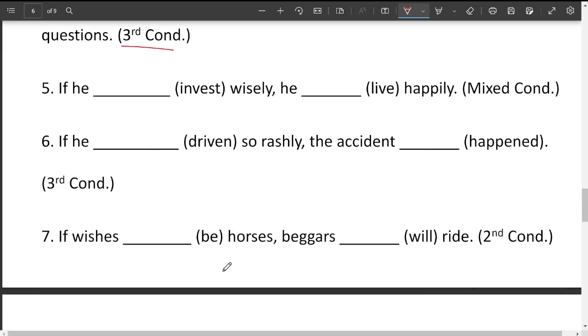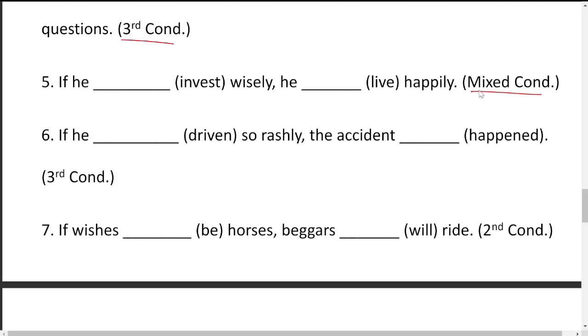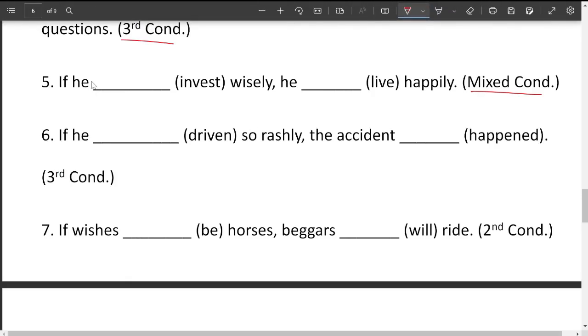Next one: If she ___ wisely, he ___ happily. Here we need a mixed condition. Mixed condition can basically be derived from the past perfect case. Now in the past perfect case, if he had invested, had plus V3, if he had invested wisely, then what happens? He would have plus V3. Would have plus V3, that is would have lived happily. See, the thing is, he did not invest wisely, so he is not living happily. That is the meaning.